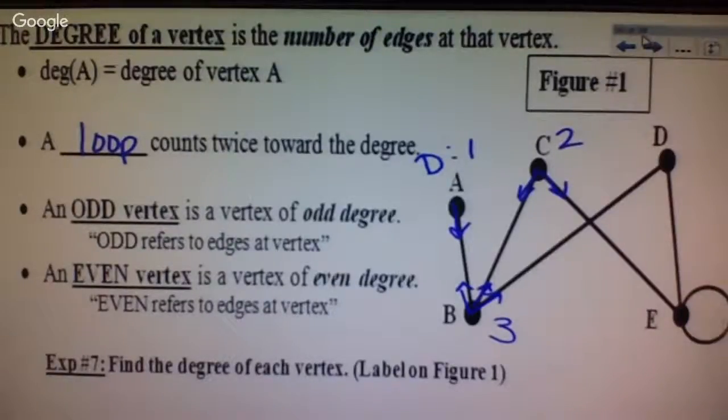How many ways can I leave D? 1, 2. How many ways can I leave E? 4. There are 4. Okay. You've got these 2 straight lines, and then you can leave both ways out of the loop. So that makes E a degree of 4.